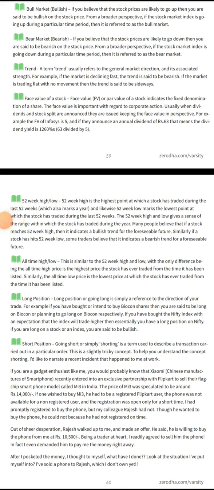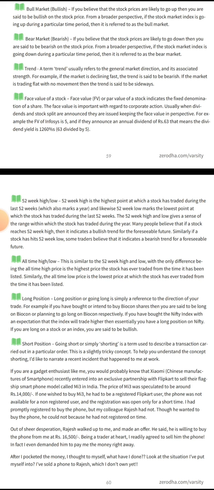All-time high or low. This is similar to the 52-week high and low, with the only difference being the all-time high price is the highest price the stock has ever traded from the time it has been listed in the NSE or BSE, that is, it has become a public company. Similarly, the all-time low price is the lowest price at which the stock has ever traded from the time it has been listed in the stock exchange.